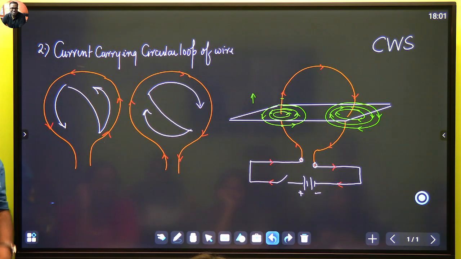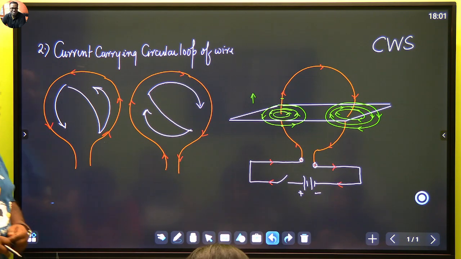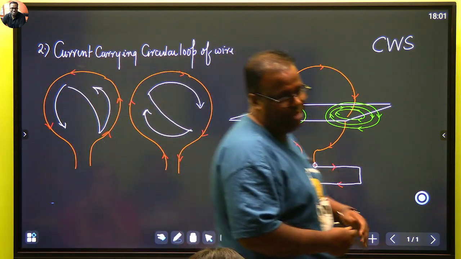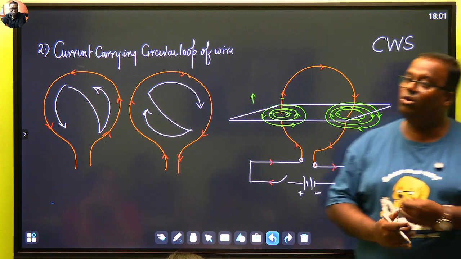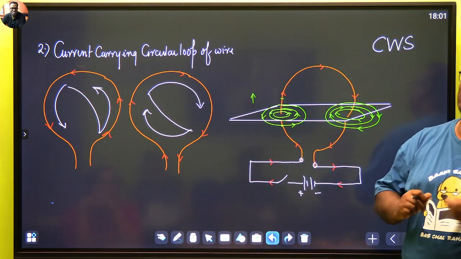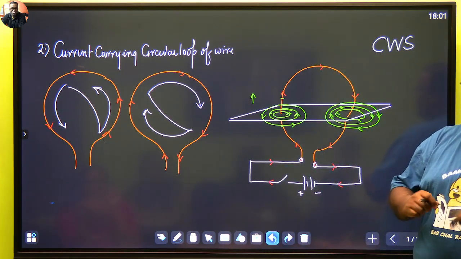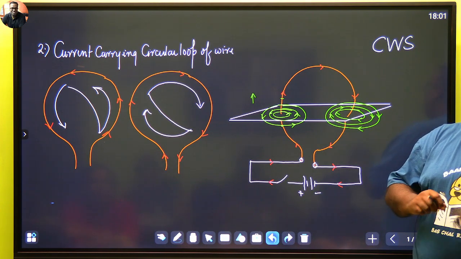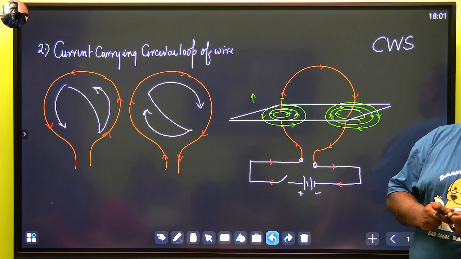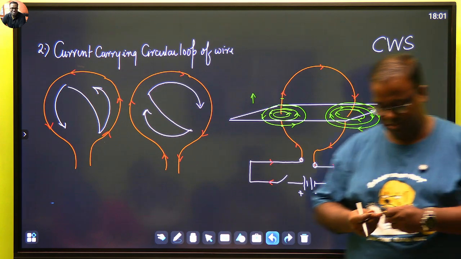North pole. Many people find this difficult to understand. That's why I abbreviate it as CWS. Now you can draw whatever you want to draw, and while drawing, if you land up in any doubt, please ask. First you learned current carrying straight wire, right?